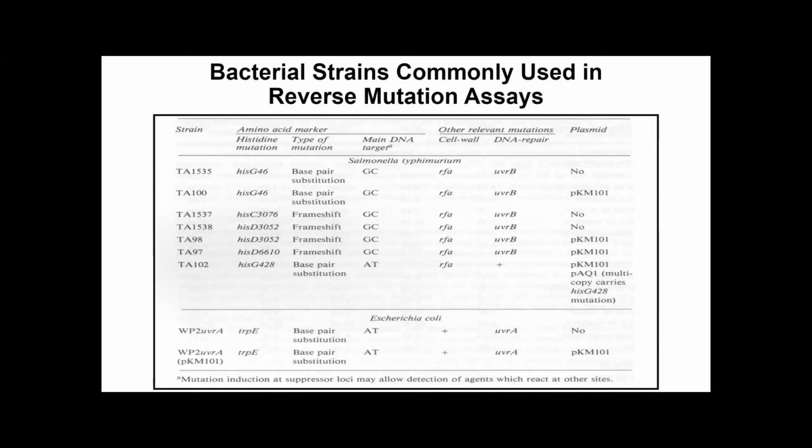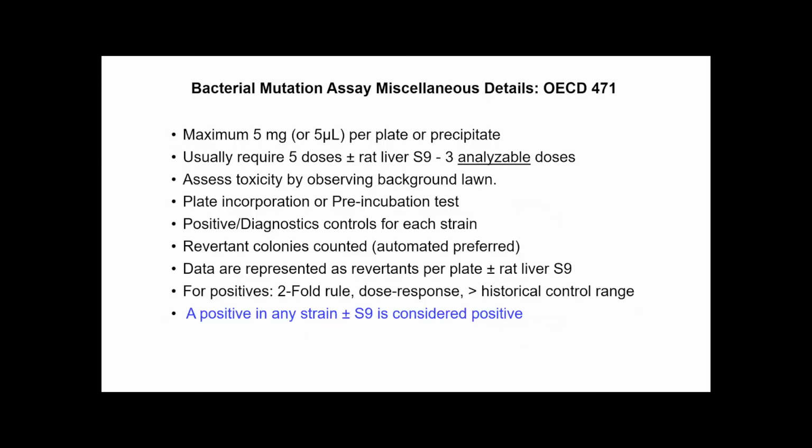And this is from OECD 471. So when we do this test, we test up to 5 mg per plate. These are petri dishes. We do 5 doses with and without S9. We do positive controls, and there are some positive controls that are kind of diagnostic for each strain, so they respond to some compounds differentially between the strains.